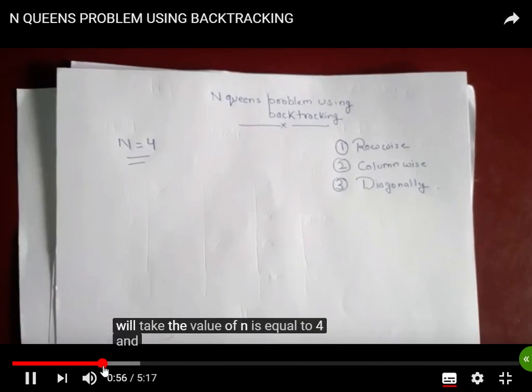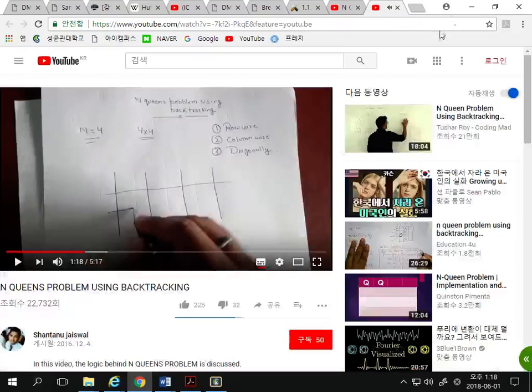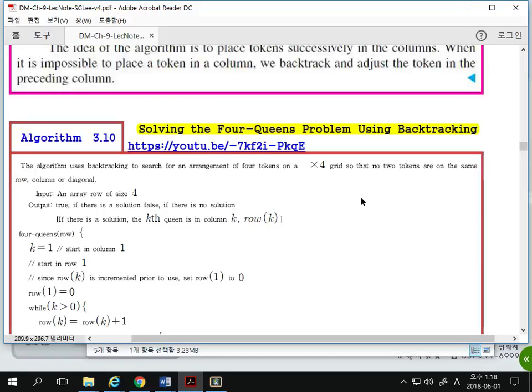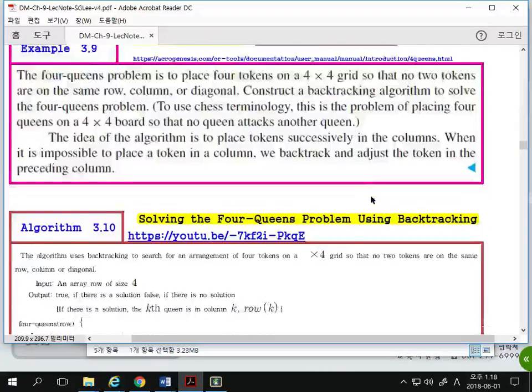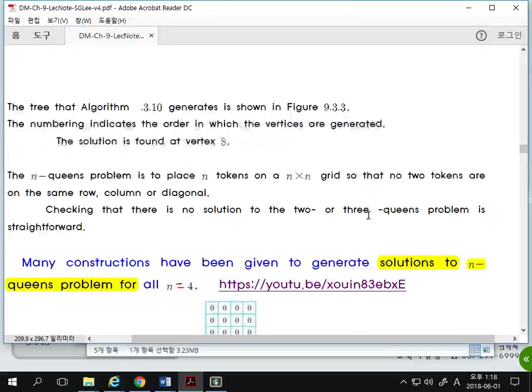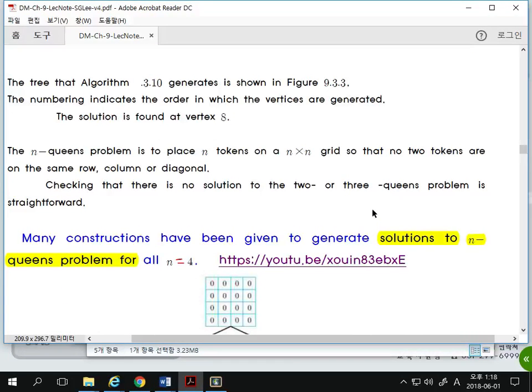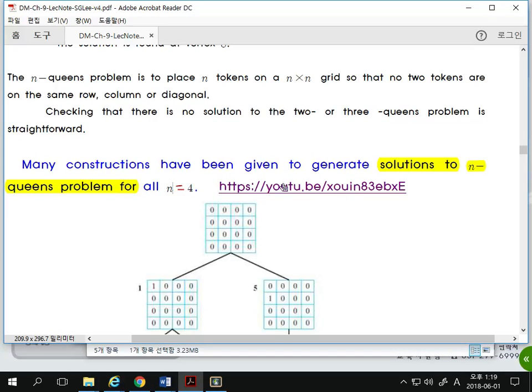Backtracking idea can be used here. Okay. Many constructions have been given to generate solutions to the n queens problem for all n bigger than 4.